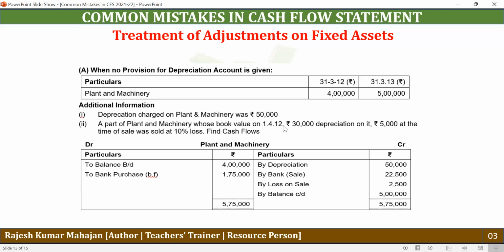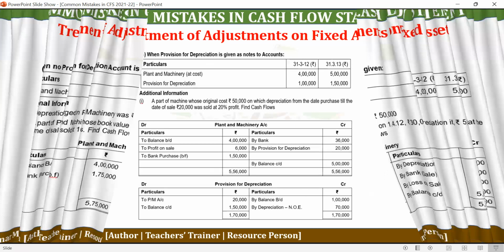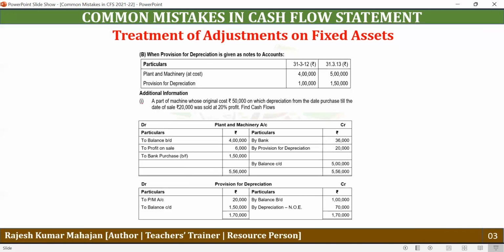But whenever you have some adjustments or balance figure, it will always be shown at two different places, one in the working notes and another in the question result. Okay, now next we have one more question for you, where you are given the provision for depreciation as well as the asset account. So the asset account here is plant and machinery, and you are also given the provision for depreciation.